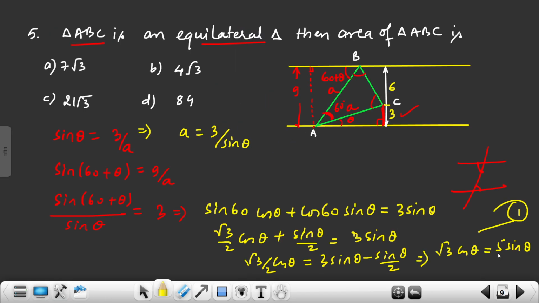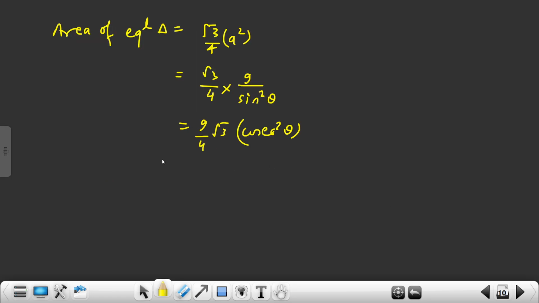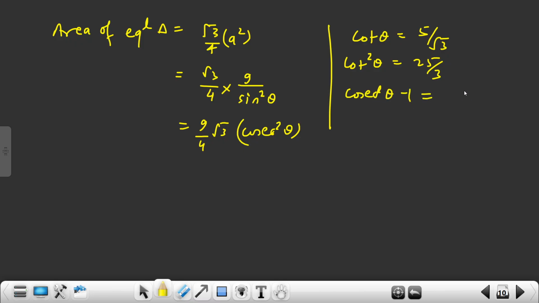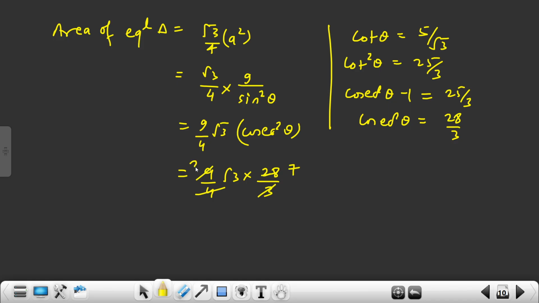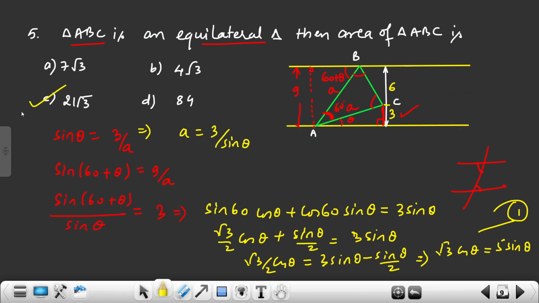Now I want cosec square theta. So cot theta value is how much? 5 by 3. Cot theta value is 5 by root 3. So what is cot square theta? 25 by 3. And it is cosec square theta minus 1, that is 25 by 3. So cosec square theta value is how much? 28 by 3. Now let's put it here: 9 by 4 root 3 into 28 by 3. 4 cancels with 28 giving 7, 3 cancels with 3. So it is 21 root 3. That is the area of this triangle.